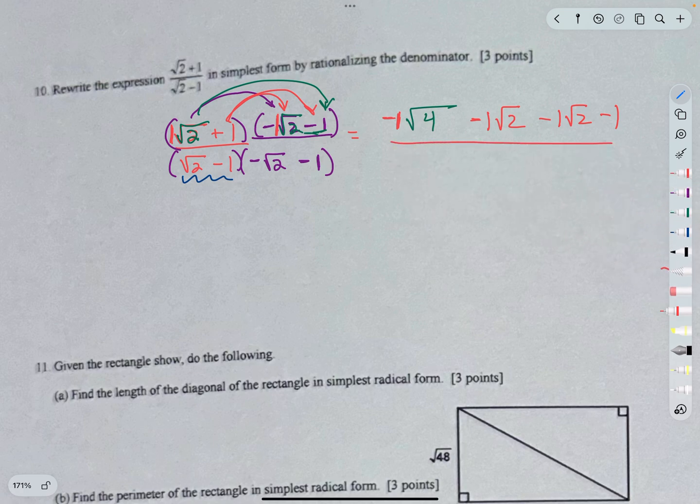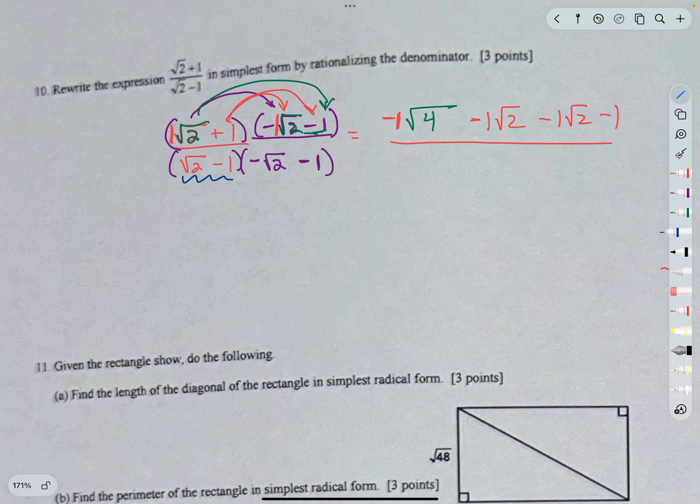Now there's some cleanup we can do in here, and we'll do that in our next step. But right now, realize that this -1√2 and this -1√2 can be added to give you -2√2. And we can square root the 4, because the square root of 4 is just 2. So we can clean up some of this stuff. Now let's do the denominator, because the denominator is really the problem here.